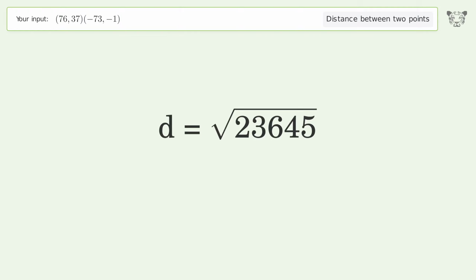And so the distance between the 2 points is the square root of 23,645, or 153.769.